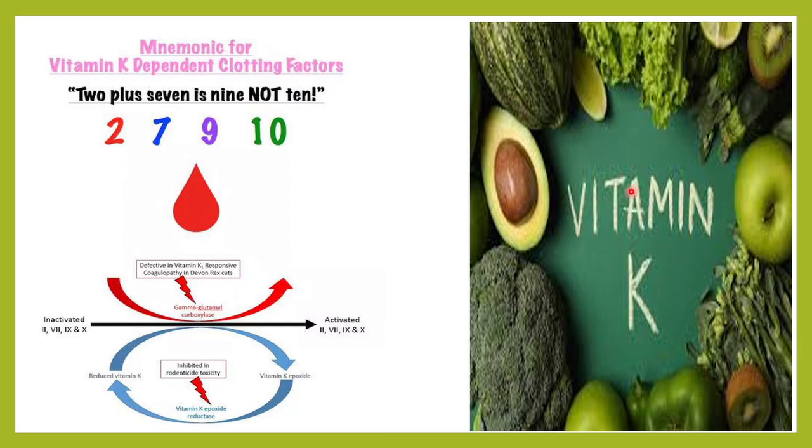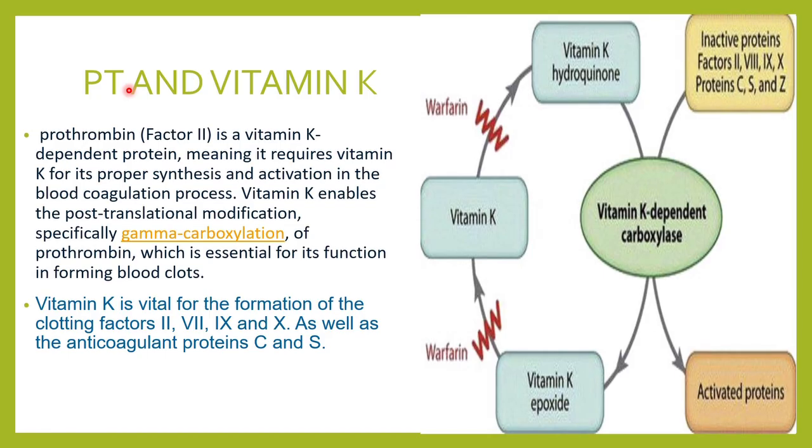PT is also vitamin K dependent. There are a few factors which are dependent upon vitamin K, like factors 2, 7, 9 and 10. Vitamin K is a very important vitamin because prothrombin requires vitamin K for proper synthesis and activation in the blood coagulation process. How? Vitamin K enables the post-translational modification, especially the gamma carboxylation. For the gamma carboxylation of prothrombin, you require vitamin K.